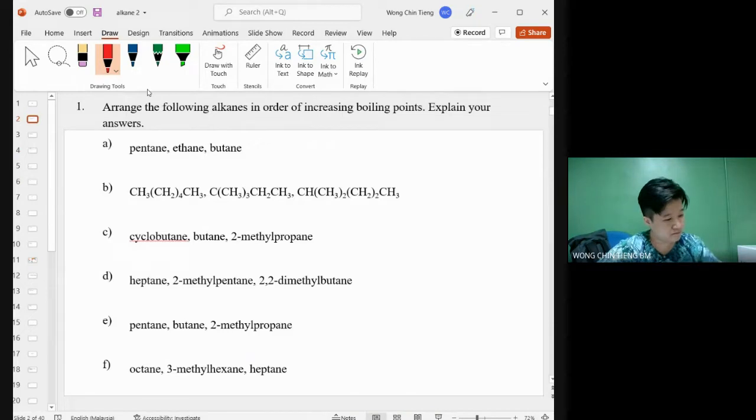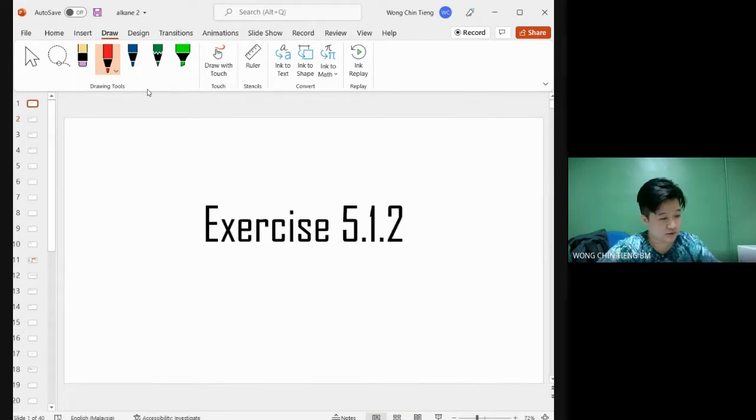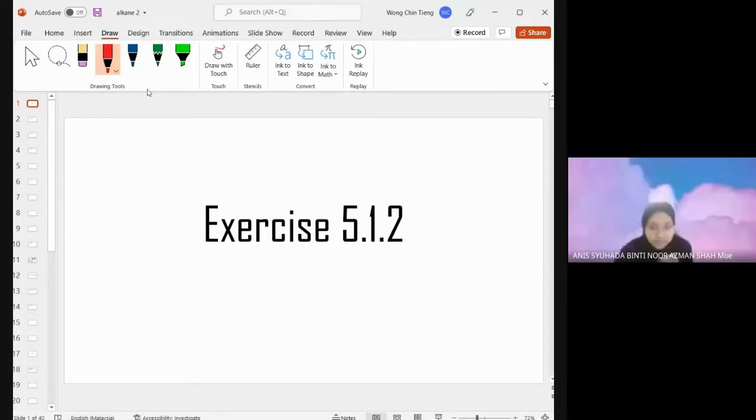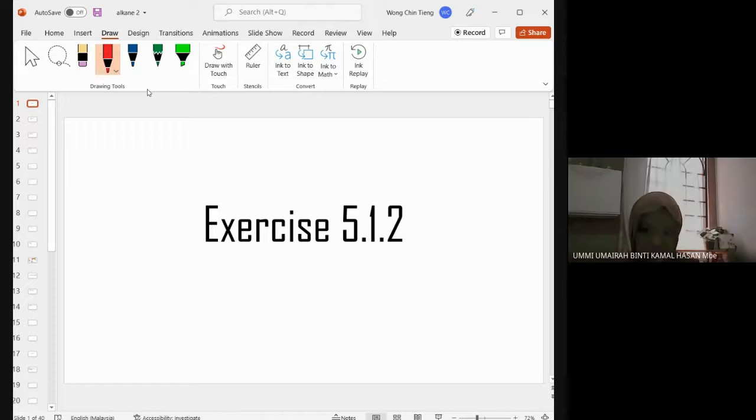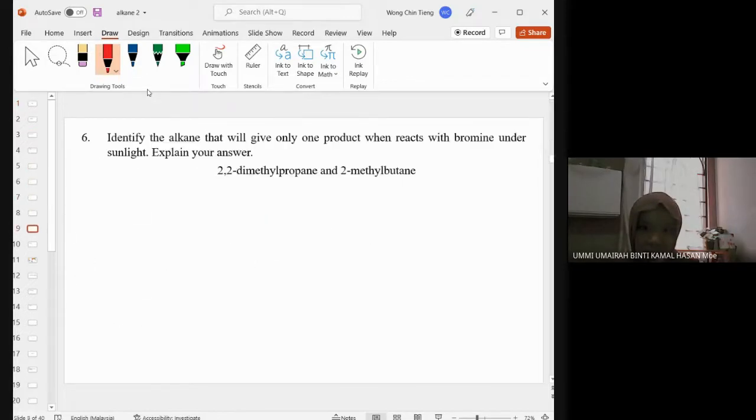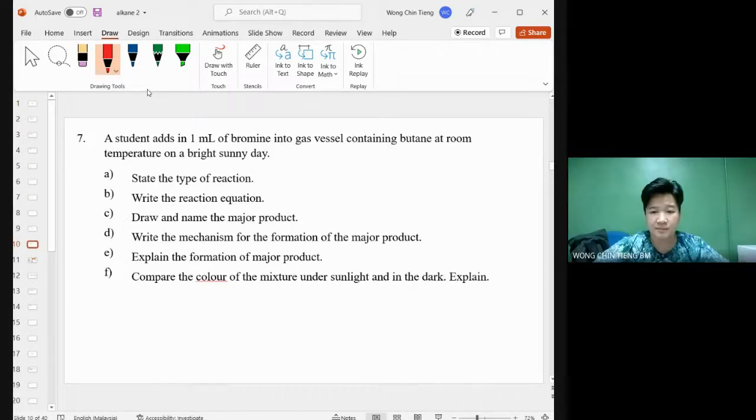Next question. Exercise this. Seven F. Come again? Tak dengar sangat. 7F. Compare the color of the picture.